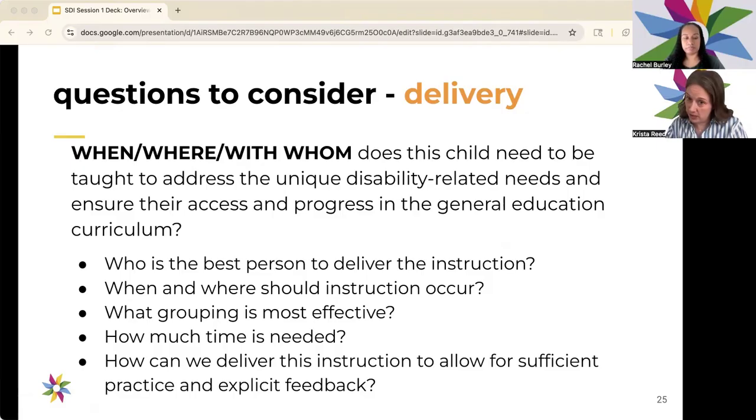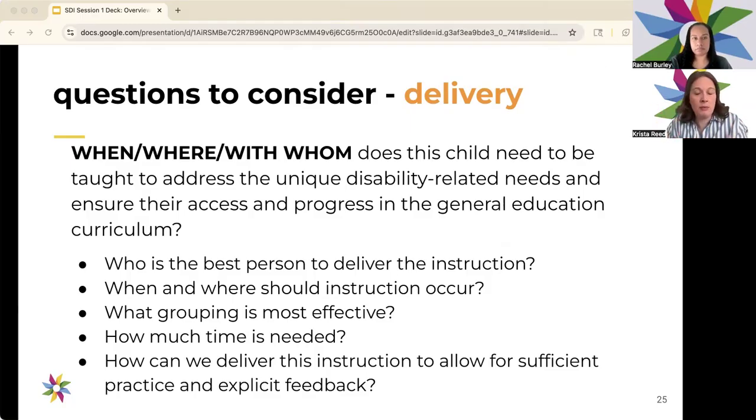IDEA does not have an opinion about this. Your state might have an opinion about who can be considered eligible for delivering special ed minutes on an IEP, but OSEP has given a lot of guidance about this question, right? And there's not a limit on who can provide SDI to a student. The decision about who can provide something that is considered SDI needs to be based on the individual needs of the student and then a consideration of who is in the best position to deliver that instruction.